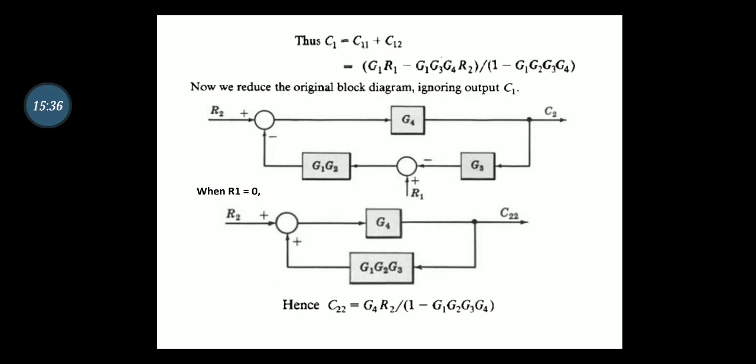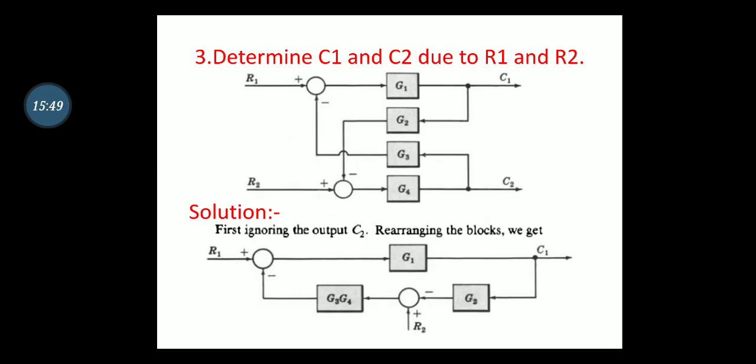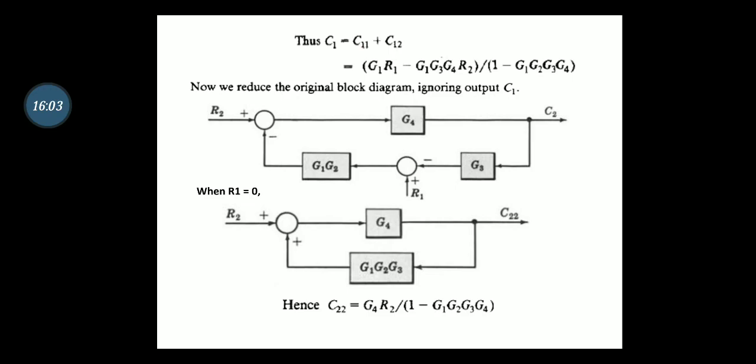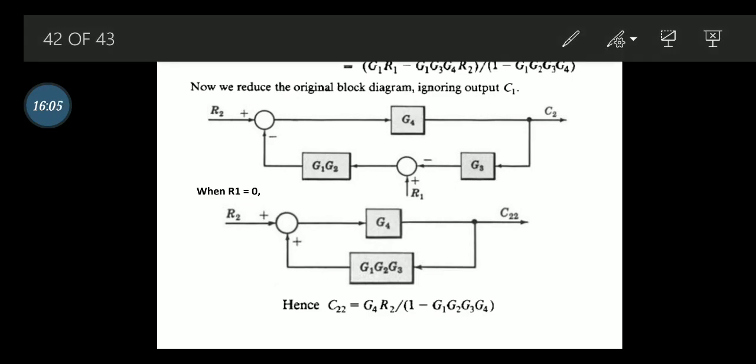Now we reduce the original block diagram ignoring the output C1. Next step is what? Here the output C1 is ignored. We only consider the output response of C2. So here we just ignore the C2 and consider the C1 output response. Now next case we'll consider the C2 output response ignoring the C1 output response. Then let me draw the equivalent block diagram. Then we will get the equivalent block diagram.